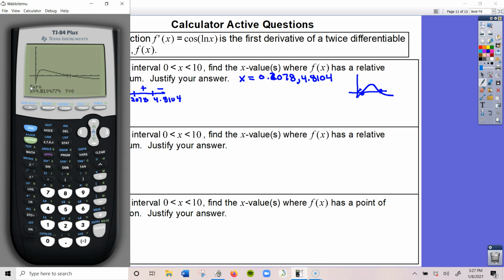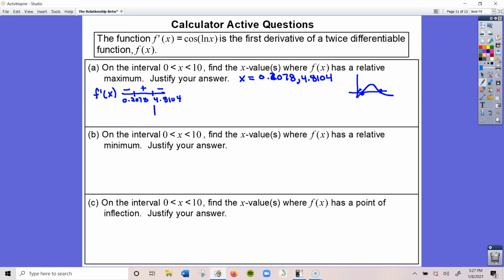See how I'm using my graph here? Negative, positive, negative. So where do we have a maximum? That's when the derivative changes from positive to negative. So we would say that f of x has a relative maximum at x is equal to 4.8104 because f prime of x changes from positive to negative.